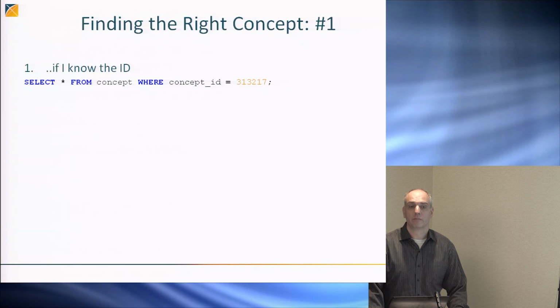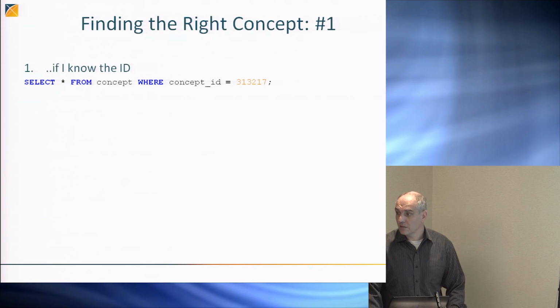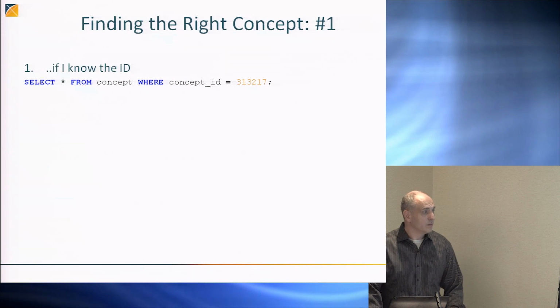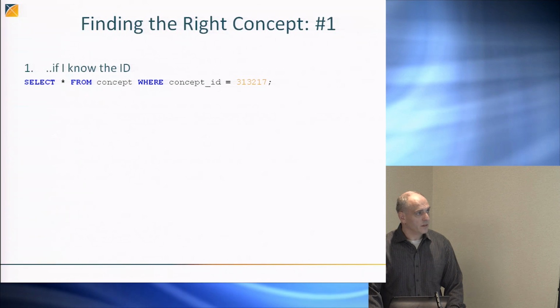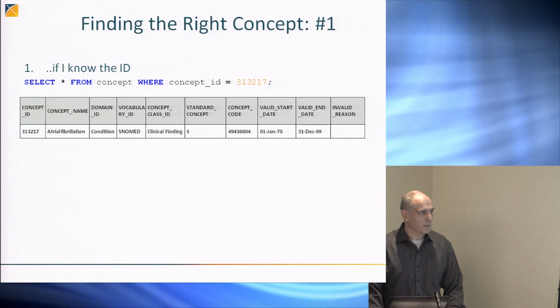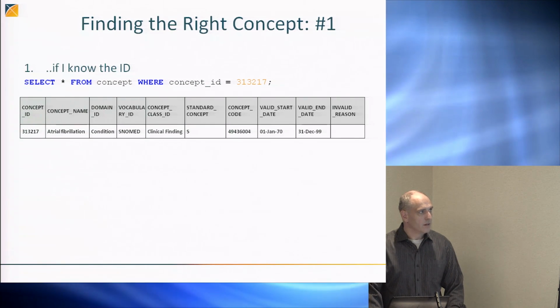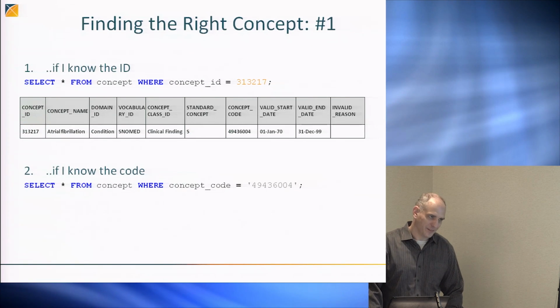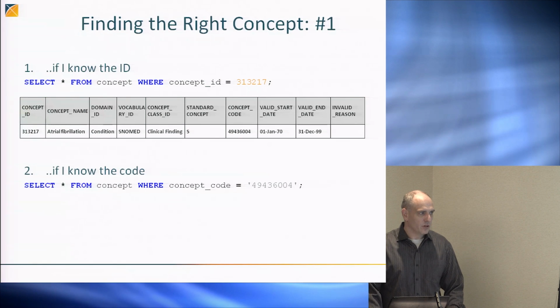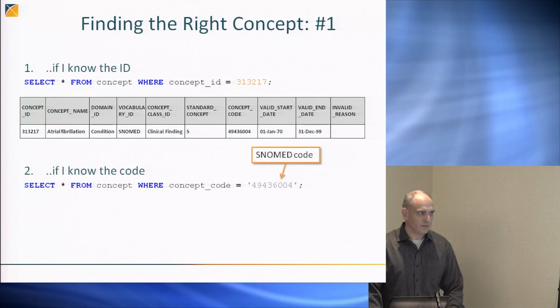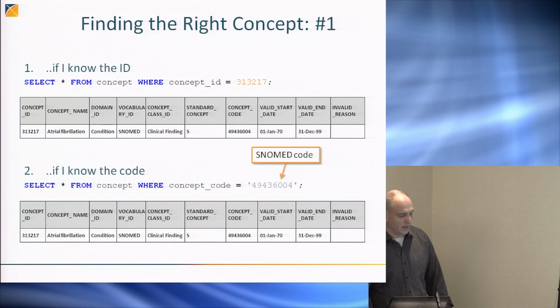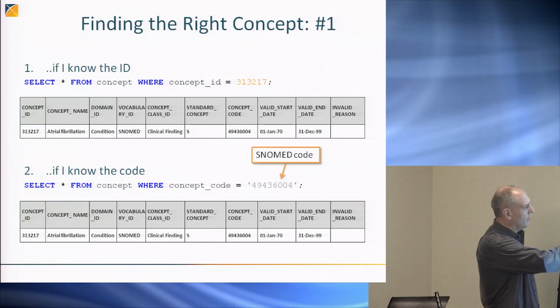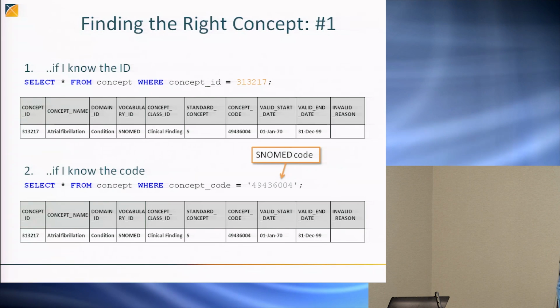If you know the ID, because somebody gave you a list, or whatever other reason, that's it. This is the simplest one. If you type that in, you get the guy. Okay? If you know the code, same thing. This is a SNOMED code. Okay? You get the same guy. So you either have this ID or you have this ID.